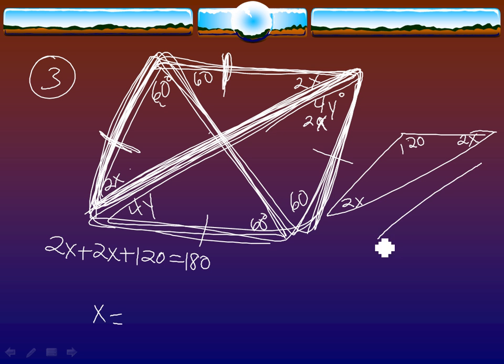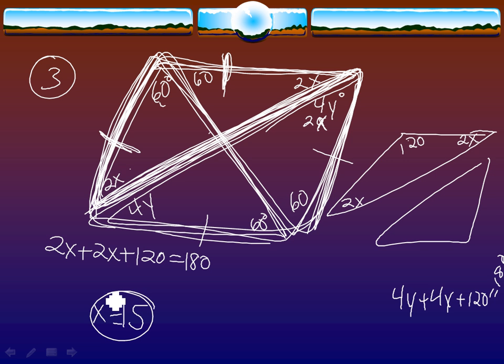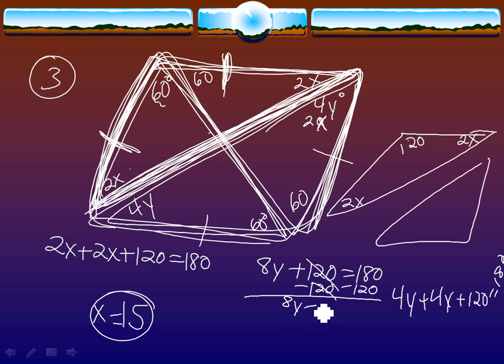Do I need to draw it off? 4y plus 4y. Be careful. Plus 120 equals 180. Anybody get x? 15. X equals 15. If we do this one, I'm going to rewrite it over here. 8y plus 120 equals 180. Subtract 120 on both sides. Did I do that right? 8y equals 60. Then do what? Divide by 8. So y equals what? 7.5.